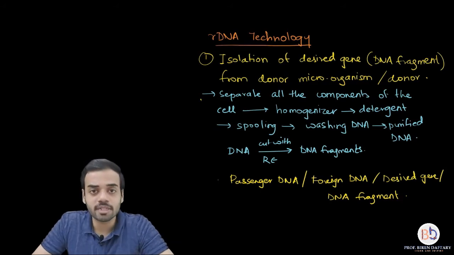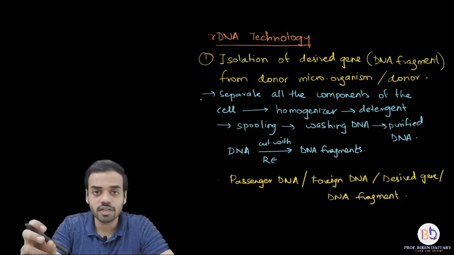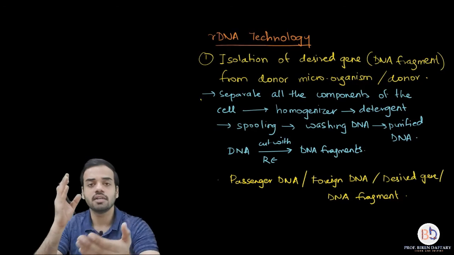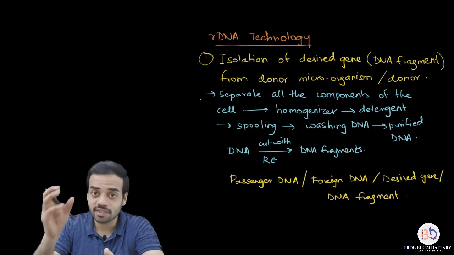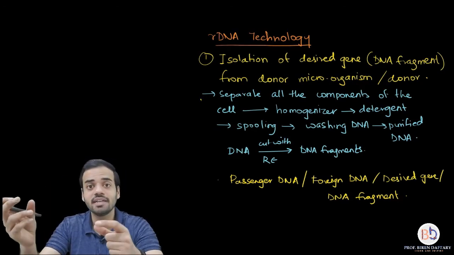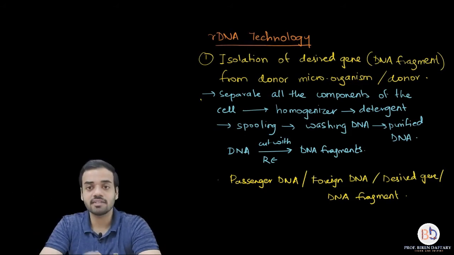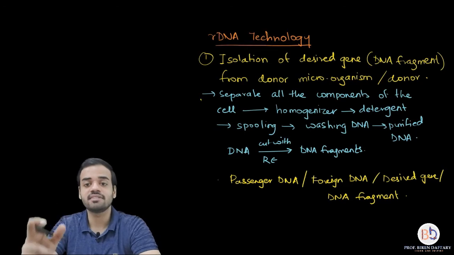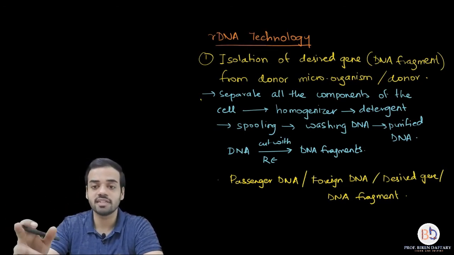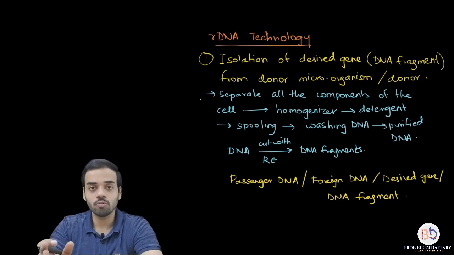This fragment, this desired gene which you have, is going to have either sticky ends or blunt ends, and it is very necessary to have these ends so that it can attach to the cloning vector. So I hope this first part is clear. This is the first step, called isolation of the desired gene from the donor microorganism. Is this clear? So I hope the steps are clear.